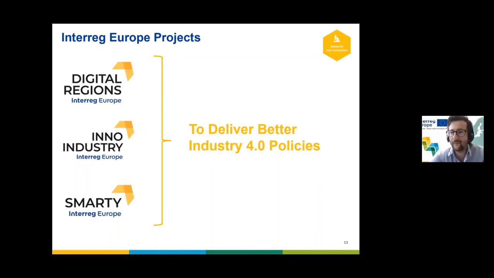So in this session, we are going to learn more about Interreg Europe good practices. Those good practices and discussants that are going to present are coming from three different Interreg Europe projects: Digital Regions, Inno Industry, and Smarty. Those projects have the objective to deliver better Industry 4.0 policies. So we will have a look at a case of Industry 4.0 infrastructure in Switzerland with the Switzerland Innovation Park in Biel-Bienne. And we will look also at Flanders Make, with a presentation from Rier van der Kerkhoff. And then we have two discussants, Jorge and Spela. So it's going to be very interesting.